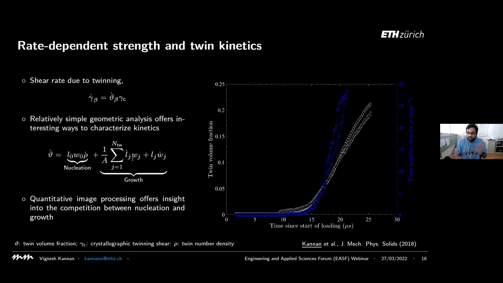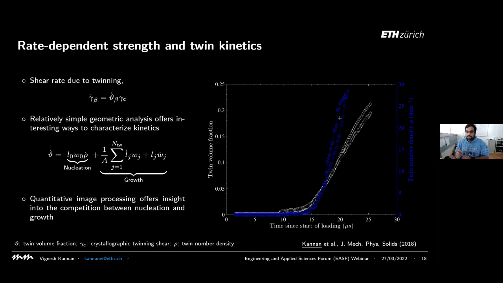In this case, we plotted the total twin volume fraction, which is the symbols in white, from two of our experiments. And then we plotted the corresponding twin number densities in blue. And this is where things get interesting, right? This is the time since the start of the impact loading. And what you see is an increase in the twin volume fractions. At this point, you don't have that many twins that kick in. But as your twin volume fractions increase, you start having a significant increase in the twin number density.